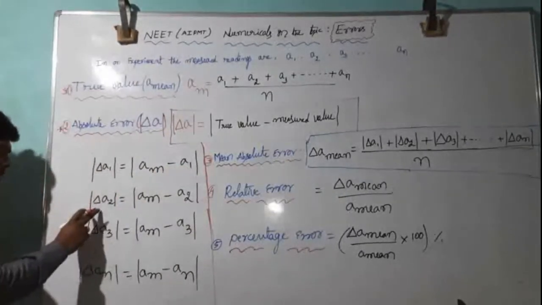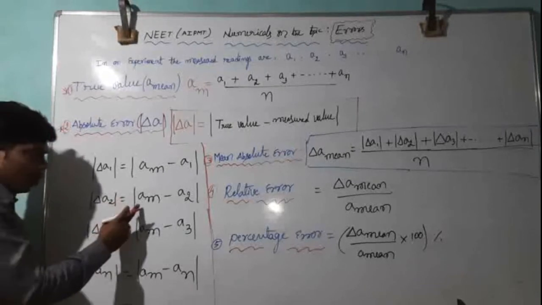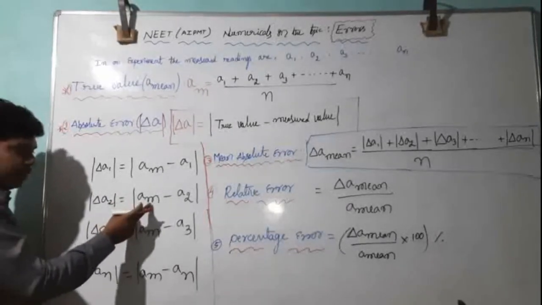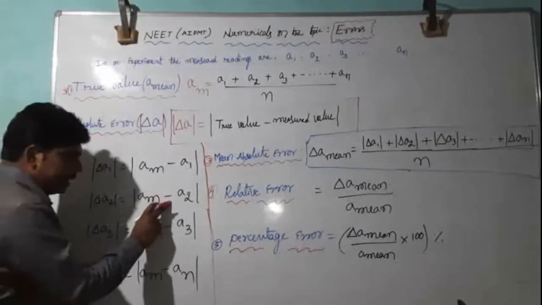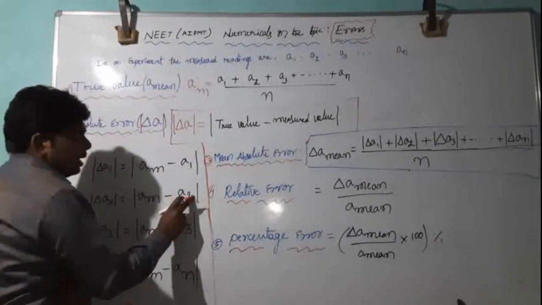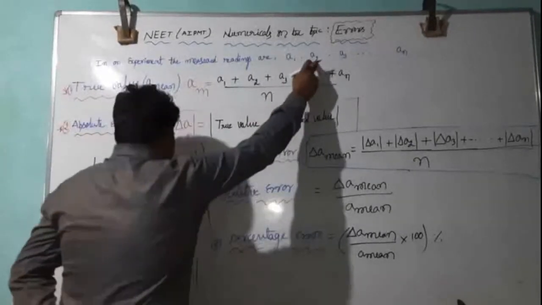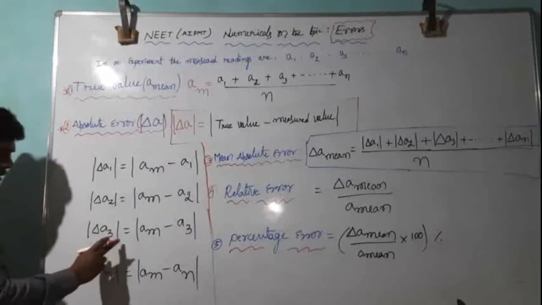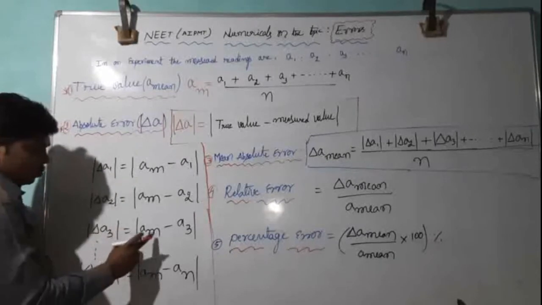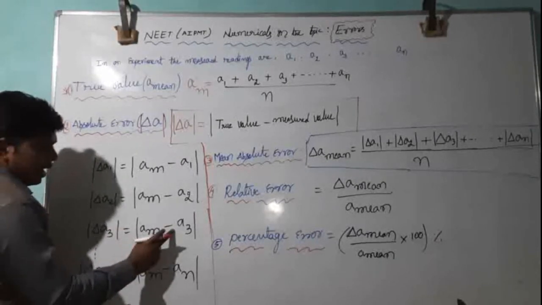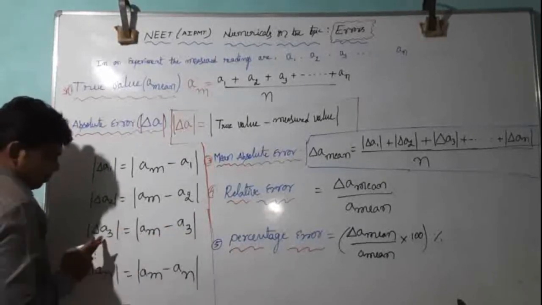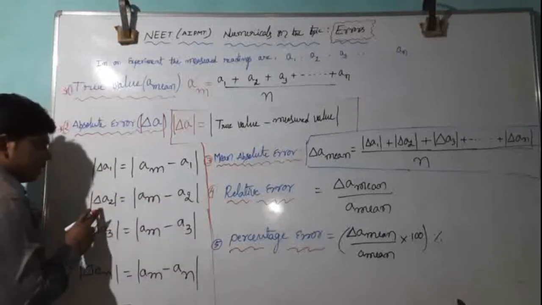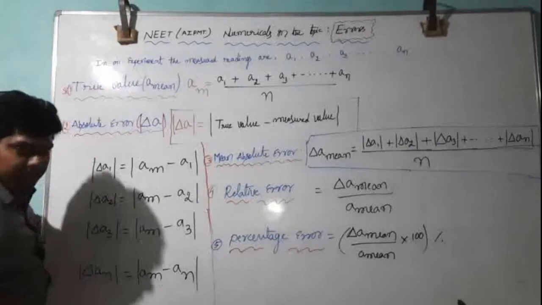Next, the second absolute error is equal to the magnitude of the mean value, which we take as the true value, minus the second measured value, that is A2. Similarly, the magnitude of delta A3 is equal to the magnitude of A mean minus A3. While finding delta A3, we have to take A3. While finding delta A2, we have to take A2.